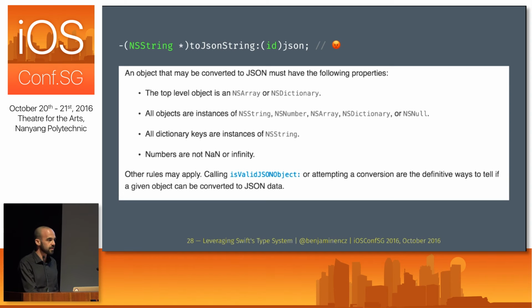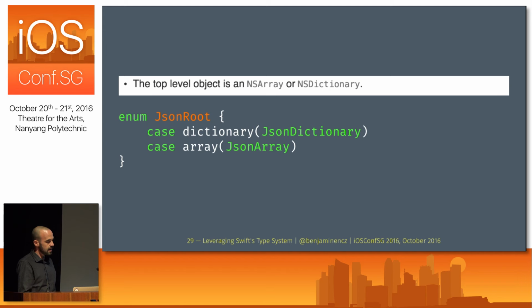And I think with Swift we can do a lot better. So let's break it down step by step. The top-level object should be an array or a dictionary. And here we can use a tool that I mentioned right in the beginning. It's an enum with associated values, where you can express the mutual exclusivity of two different cases. We either have a dictionary of type JSONDictionary, which is a type alias that I'll define later, or we have an array of type JSONArray. And already we've encoded the first rule inside of the type system.